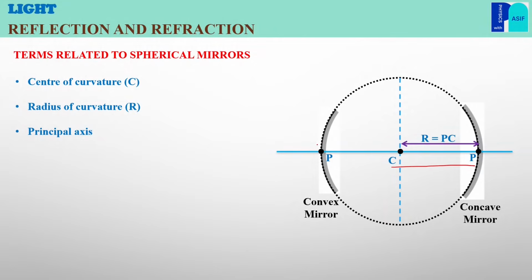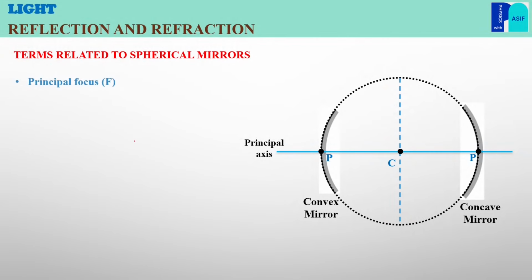Otherwise, if the convex mirror is considered, in that case also the line should be passing through the center of curvature and the pole of the mirror. And at the point P, for a concave mirror or a convex mirror, this line, the principal axis, will be exactly perpendicular to the reflecting surface. Therefore the principal axis is the normal at the pole of the given spherical mirror.